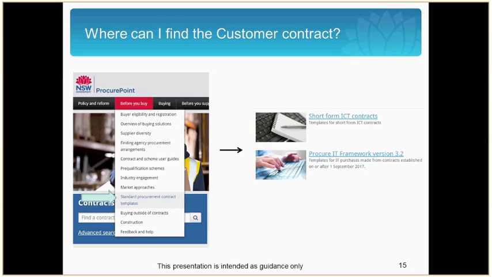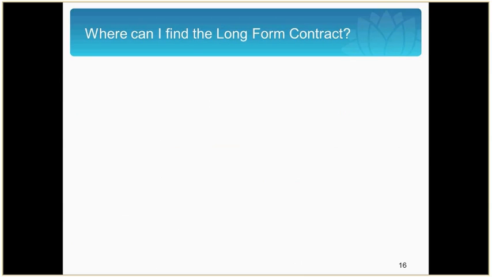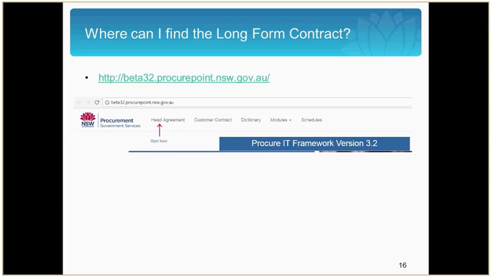However, I would like you to draw your attention to the beta website, which has information on the long form contract. It has enhanced functionality not available on Procure Point. All documents are linked so that you can easily move between them with just one click. Glossaries are incorporated within the documents themselves with pop-up definitions of terms. No longer do you need to reference the glossary separate to other documents.